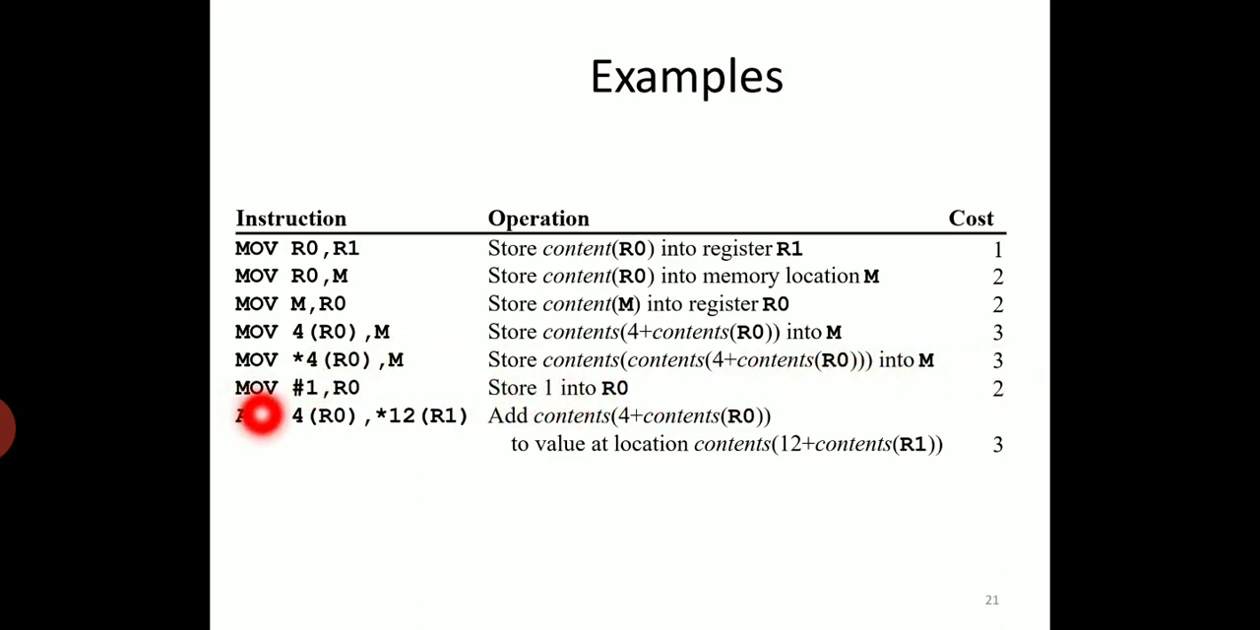Total cost is 3. In this case, move hash 1, R0, literal 1, constant. So it also carries a cost. So cost 1 plus basic cost, that is 2. Last one, add 4 of R0, star 12 of R1. That means the basic cost 1 plus the cost for this 4, then the cost for this 12, that is 3.